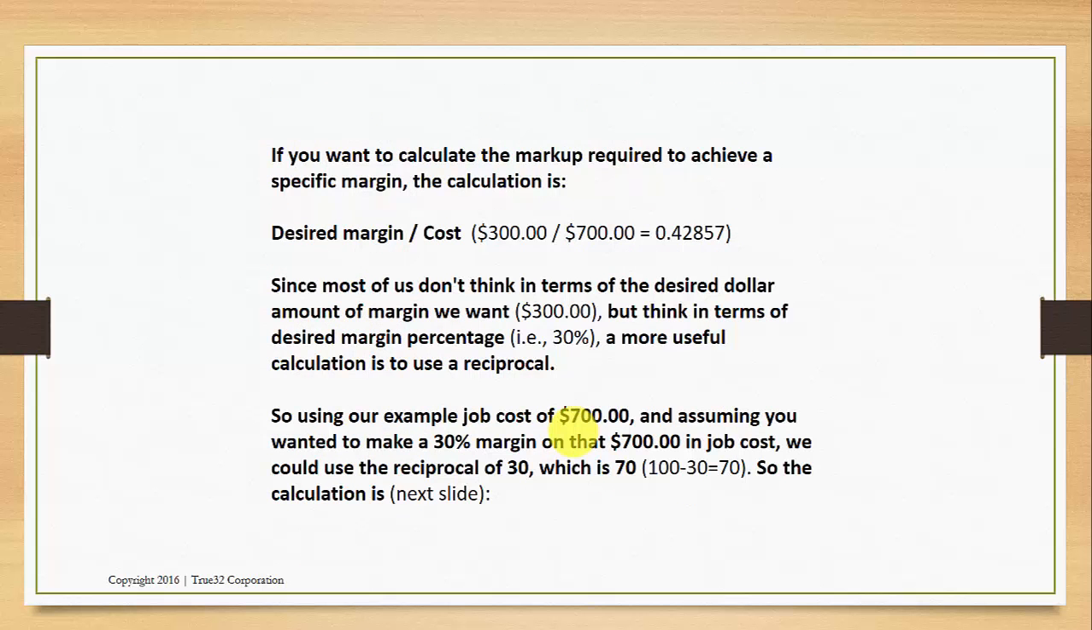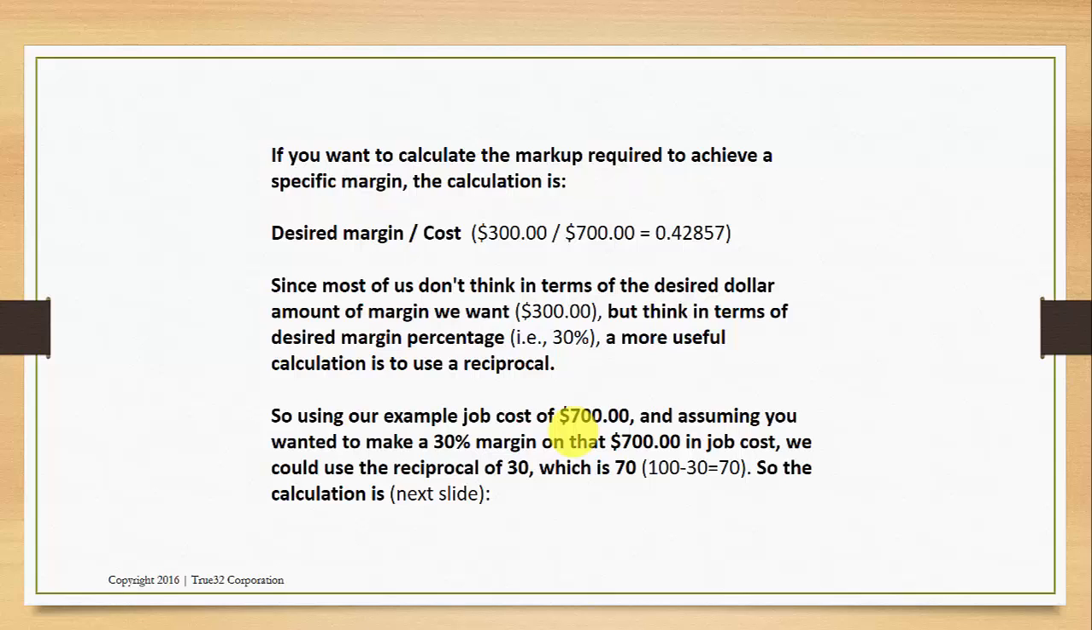If you want to calculate the markup required to achieve a specific margin, the calculation is desired margin divided by cost. So in our case, our desired margin is $300, and we would divide that by our cost, $700, and that tells us that from this point forward, we'd like to mark up our jobs by 0.42857 or 42.857%. Since most of us don't think in terms of the desired dollar amount of a margin that we want, but think in terms of desired margin percentage, 30%, a more useful calculation is to use a reciprocal.